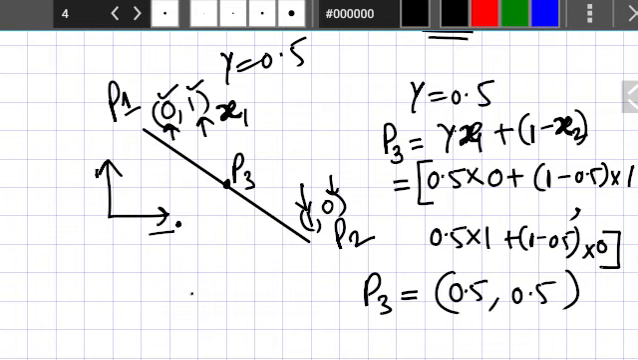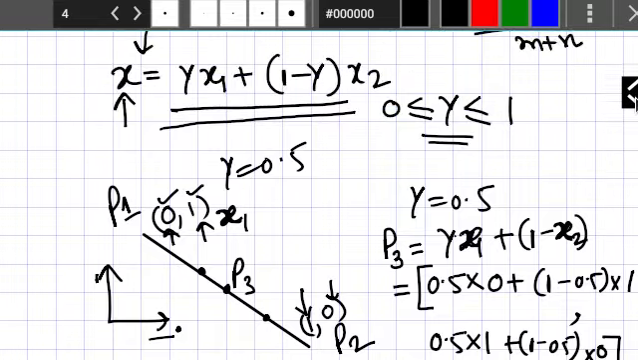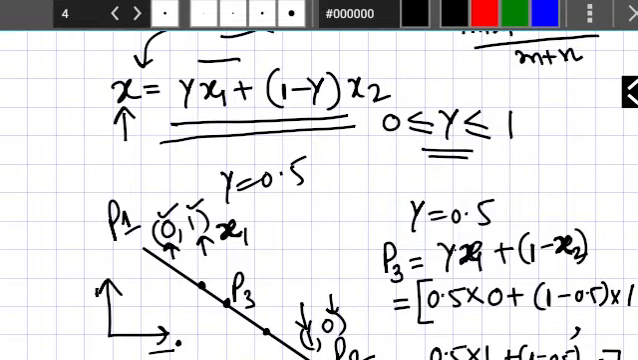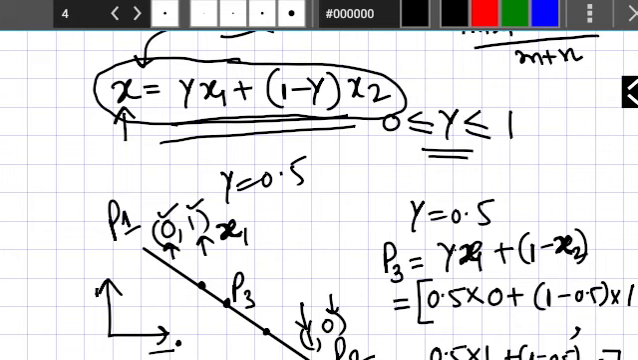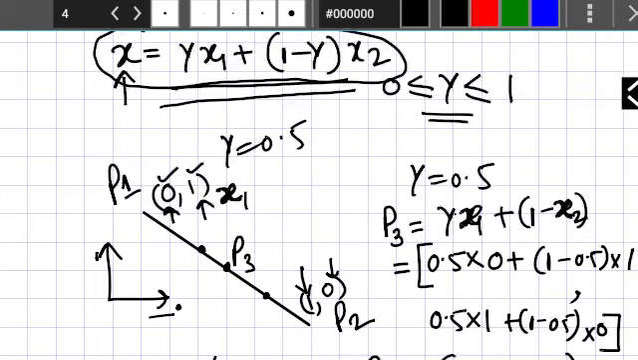The same way, if you take gamma equal to 0.4, you will see that the point will fall like this. Gamma equal to 0.8, the point may fall like here. So now you can appreciate that this is the mathematical definition of the point that will fall in between the 2 base points when we are joining them with a straight line. So actually this is the definition of these points.